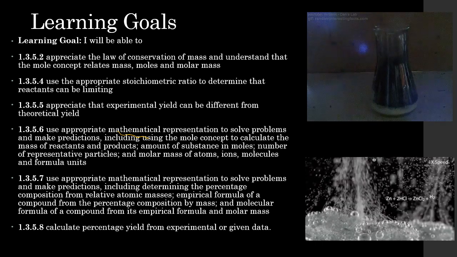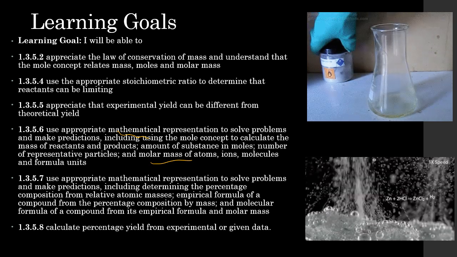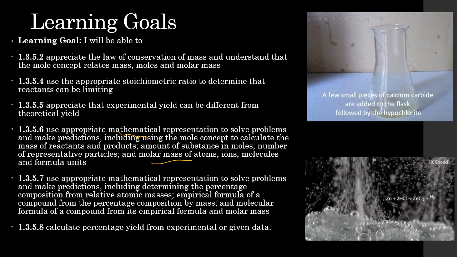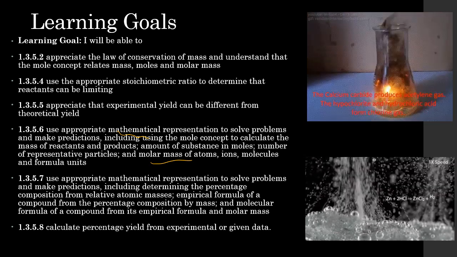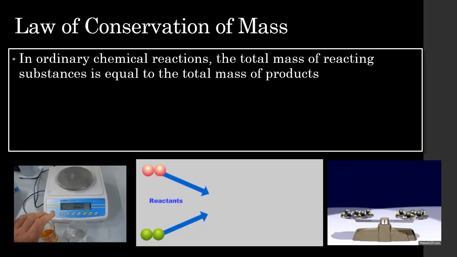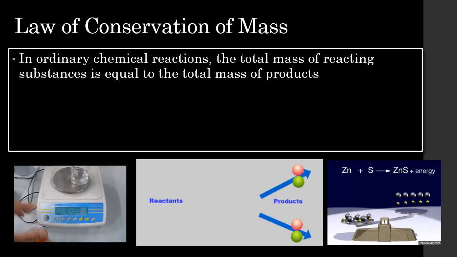So we're going to think particularly of these molar masses, and we're going to then be looking at calculating the amount of reactant produced in a substance, for example, and then we're going to look at the experimental yield from given data.